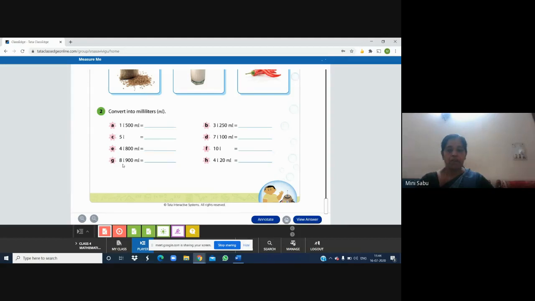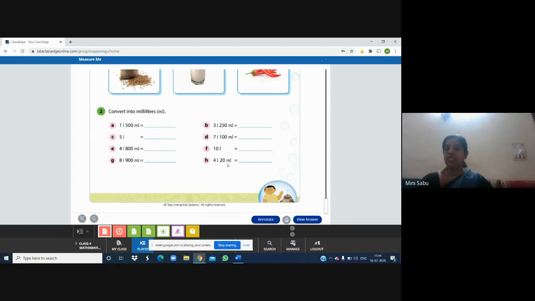Now next is 8 liter 900 ml. 8 liter is 8000 plus 900, 8900 ml. 8900. Okay, clear? Now next, the last.